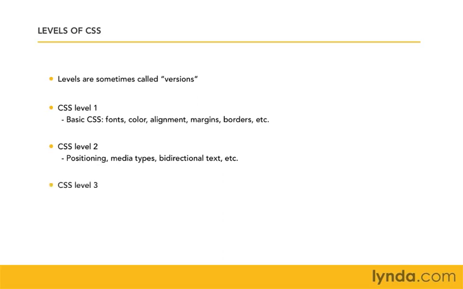CSS Level 3 is mainly enhancements. It includes enhanced layout models, includes support for aural styles, AURAL, or sound. It includes support for enhanced backgrounds and borders, enhanced box model, marquee effects, things like these.